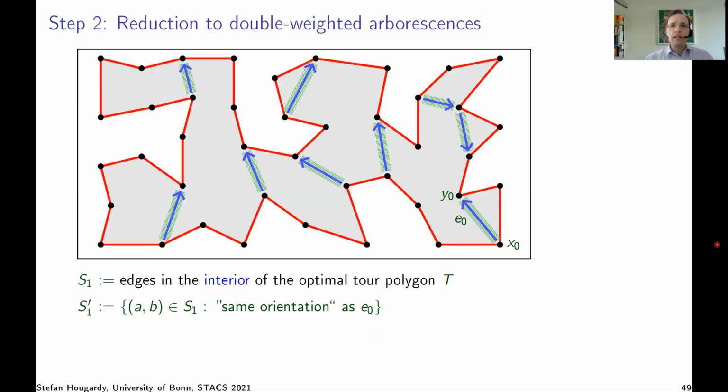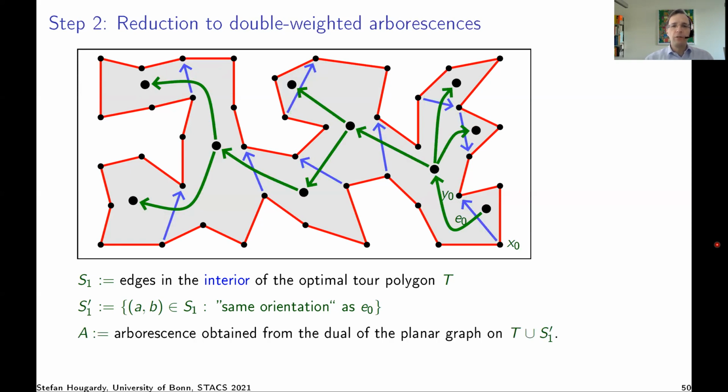And so we take the planar dual, except that we do not take a vertex for the unbounded region. And then we get a tree, as it's easy to see. And we will orient the tree by orienting the dual edge to this edge E0 as the root edge of this arborescence. And this way we get a unique orientation and we get this green arborescence. And so on this arborescence, we now want to define two weight functions on the edges, namely a weight function C and a weight function W.